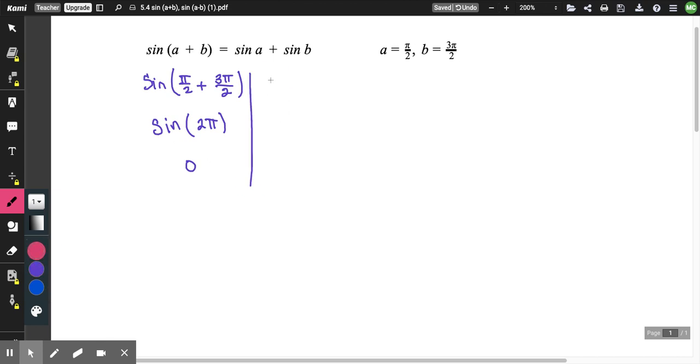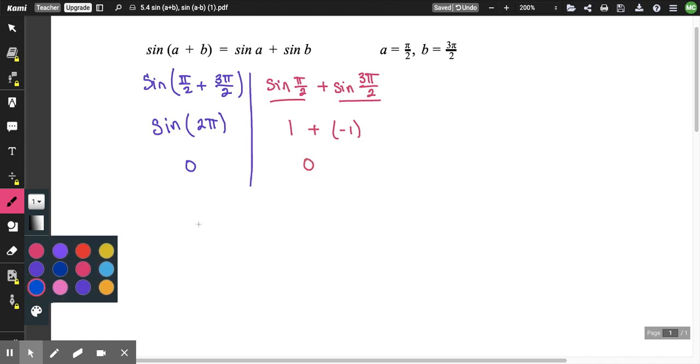So now I'm going to test it on the right side. So I've got sine of pi over 2 plus sine of 3 pi over 2. For this one, I need to evaluate sine of pi over 2 and sine of 3 pi over 2 separately, and then sum those values. So sine of pi over 2 is 1, and sine of 3 pi over 2 is negative 1. So 1 plus negative 1 would be 0.